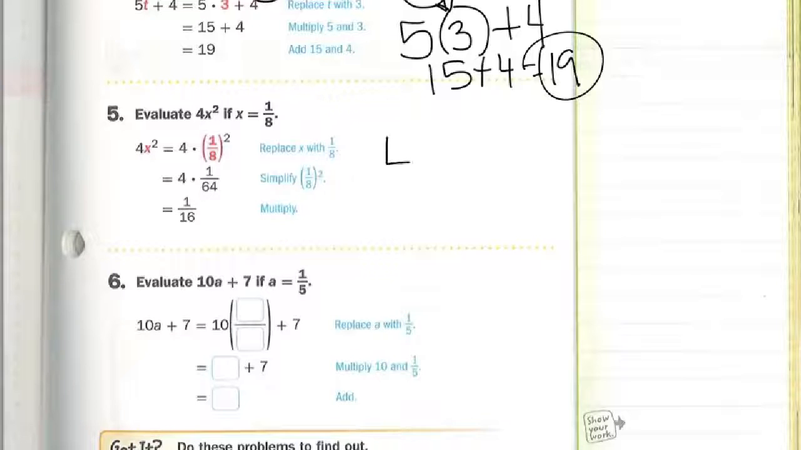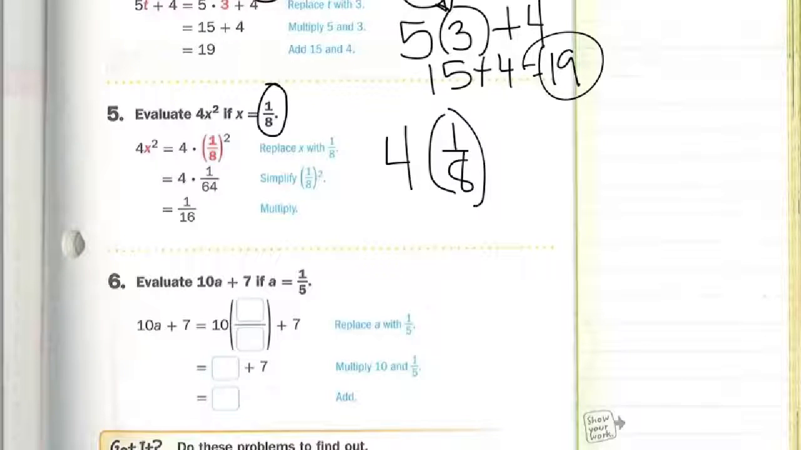Okay, so we're going to do 4. Where we see the x, we're going to substitute in the value given, which is 1/8. And the 1/8 is to the second power. Now I've seen different errors made with this type of problem. When we have the exponent right next to the variable like that, the only thing that you're squaring, or multiplying by itself, is the value of x.